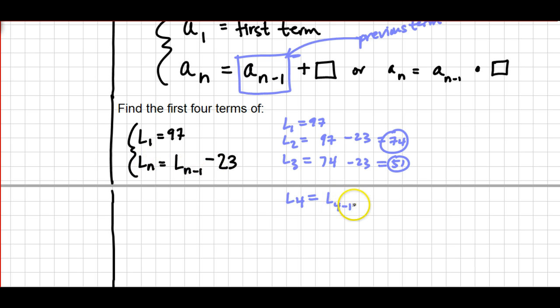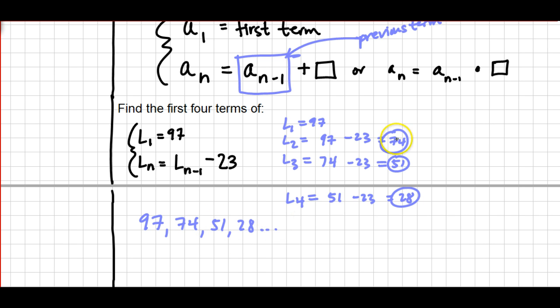L sub 4 minus 1 minus 23. 4 minus 1 is 3. The third term is 51. 51 minus 23 is 28. So now I have my sequence, 97, 74, 51, and 28.